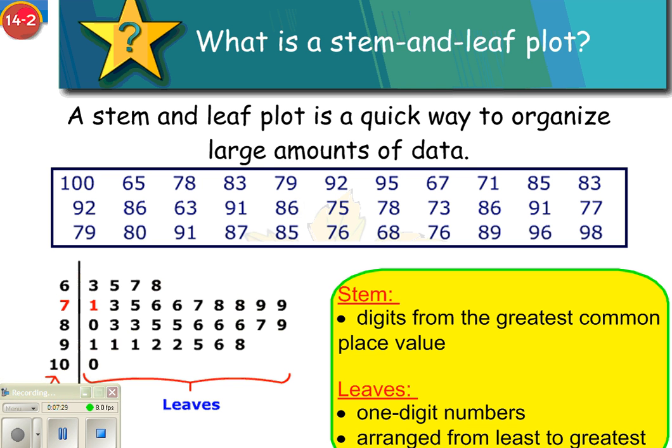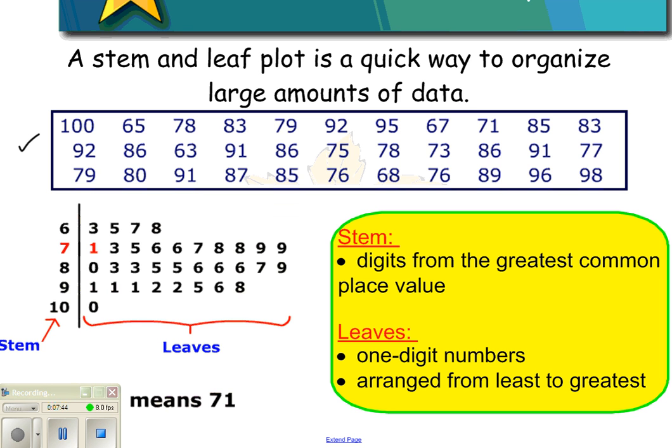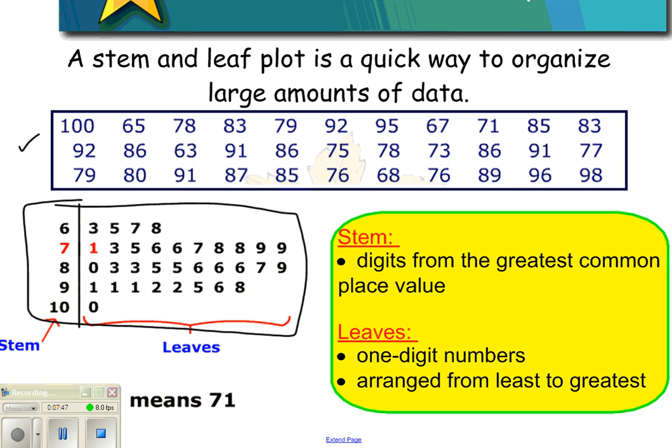Stem and leaf plots. A stem and leaf plot's a quick way to organize a large amount of data. So if I'm looking at this data presented in this block of numbers here, it'd be nice to organize those. So here's what you're seeing, a stem and leaf plot. The stem represents the greatest common place value. So if I look at all my data, I notice I do have one number that has a hundreds position, but no other data has that. So then I look at the next one, tens position, everything has a tens position. So this stem is going to be representing tens.